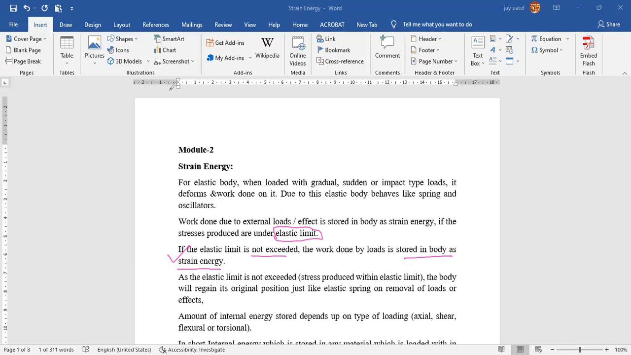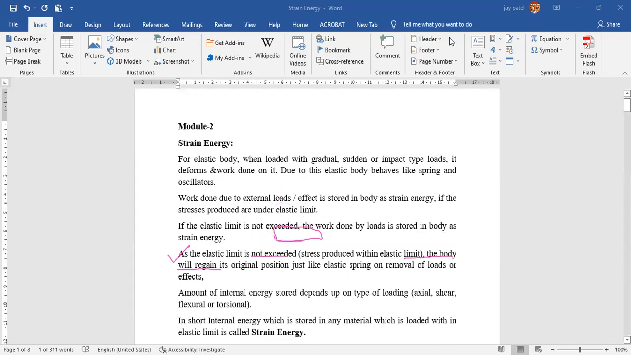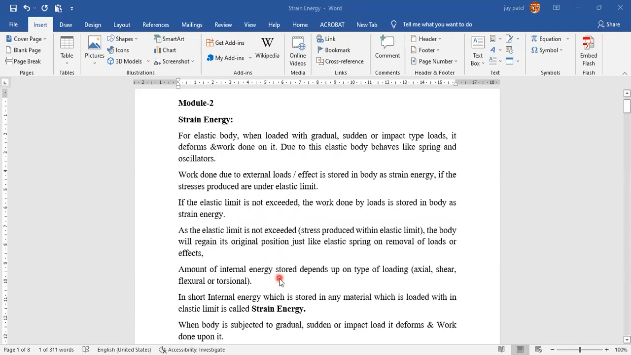The amount of internal energy stored depends on the type of loading, which kind of load you apply. It will depend on that how much internal energy will be stored. So in short, what is the definition of strain energy? Internal energy which is stored in any material loaded within the elastic limit is called strain energy. Many times the definition of strain energy is asked, so you have to remember it. This was a somewhat dense explanation.